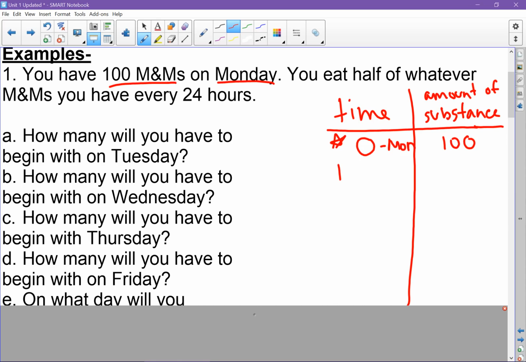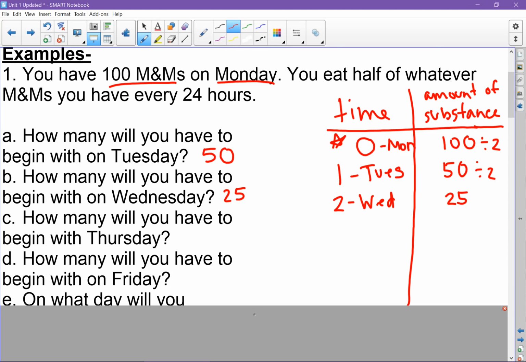So I put that into the chart. So after one day, which will be Tuesday, I'm going to eat half of my M&Ms. So if you do 100 divided by 2, on Tuesday I will have 50 M&Ms. So that's the answer to A. At the beginning of the day on Tuesday I will have 50 M&Ms. Now if I go another day, so on day 2, which will be Wednesday, I'm going to eat half of my M&Ms again, and I will have 25.